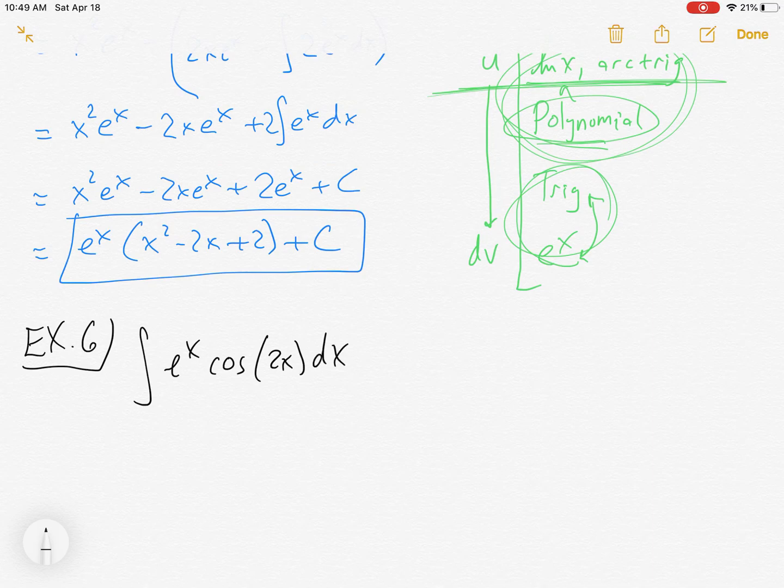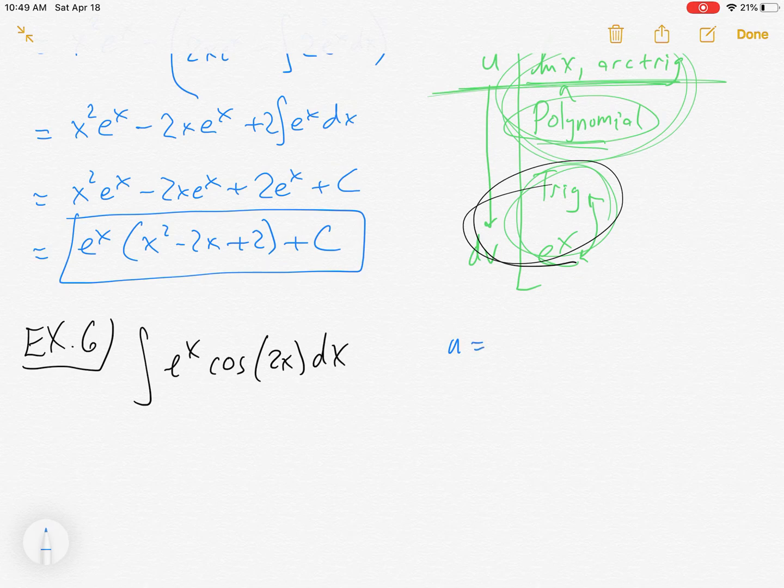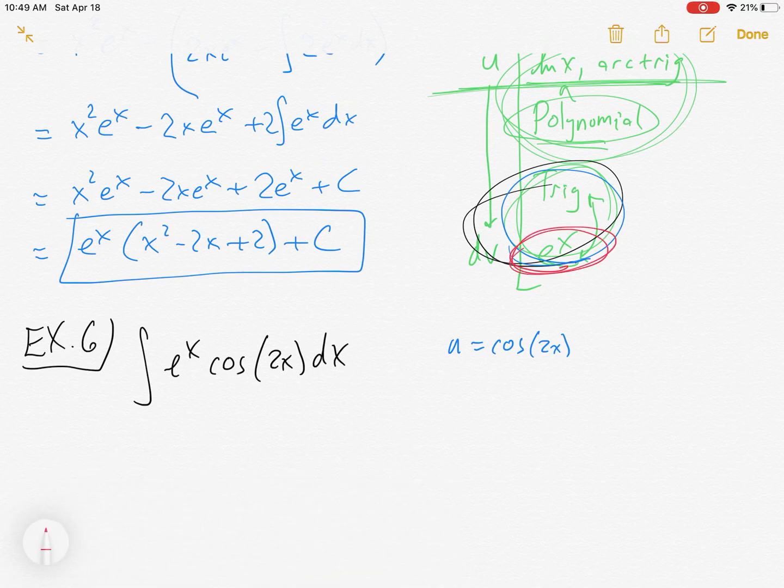Go back to black. Example 6: e to the x cosine 2x dx. And this one, I don't know if we'll make it under 20 minutes. This one's a bit involved. So here's that example. Who gets u, who gets dv? Well, I'm just going to tell you that it's going to be u. It would take a while to explore both of these scenarios, but it's going to be u that is the cosine. So this order is right.